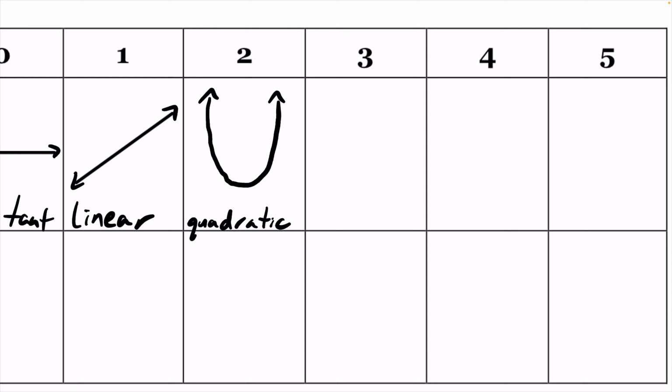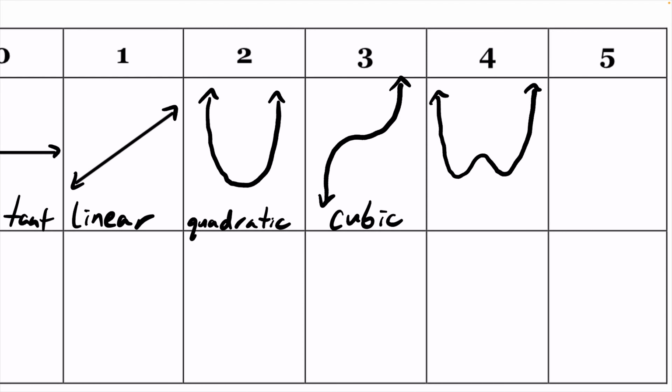So 3 is a cubic. That guy looks like this. It's called a cubic, like a cube. Right? A cube has 3 dimensions. So that's why it's degree of 3. Okay? The next one is a degree of 4. That one's called a quartic. It looks like this. Quartic, so like a quart. 4 quarts make a gallon. That's why it's called quartic.